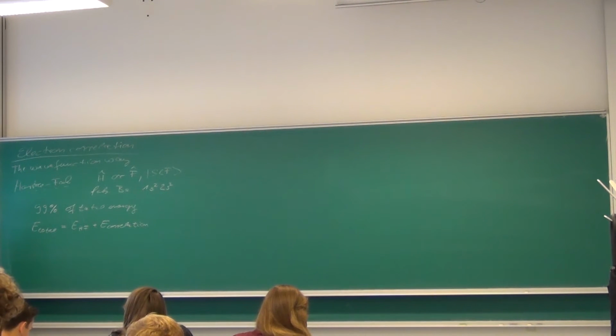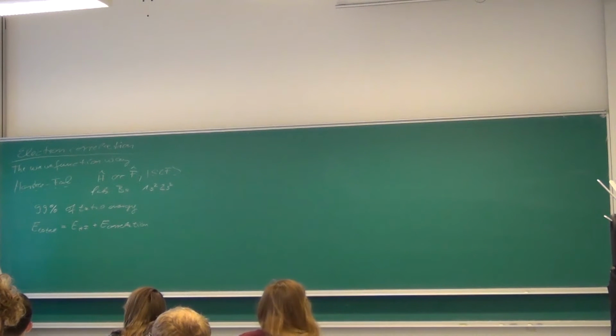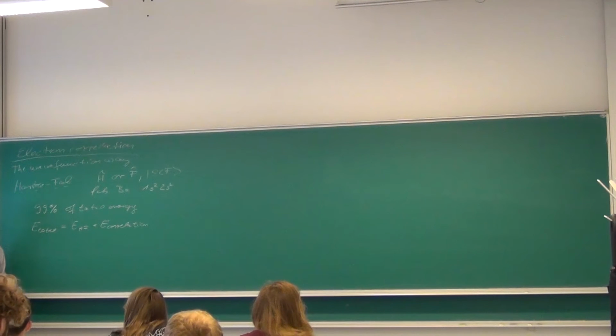So the motion of the electrons is not independent of each other. And on average, if you really look at it, the electrons are on average farther apart than you have in Hartree Fock. And that's what we call electron correlation.